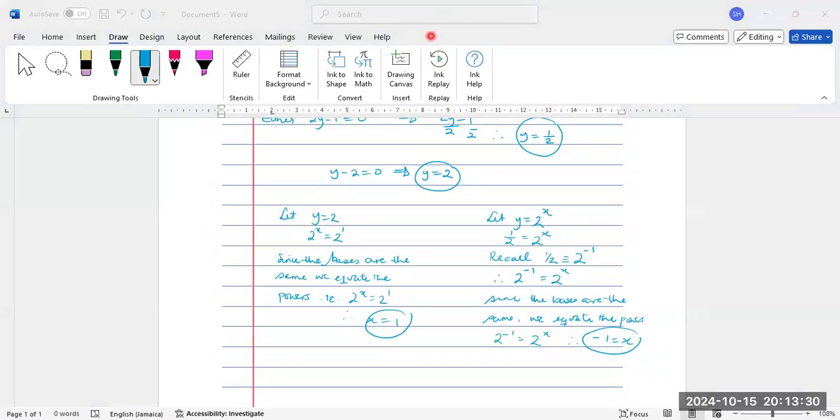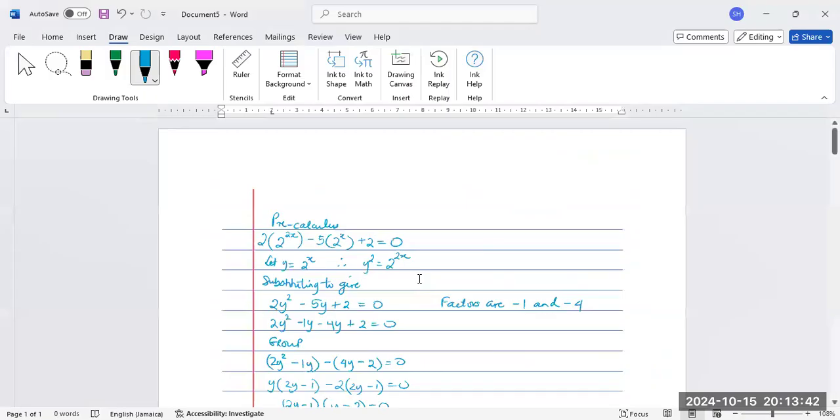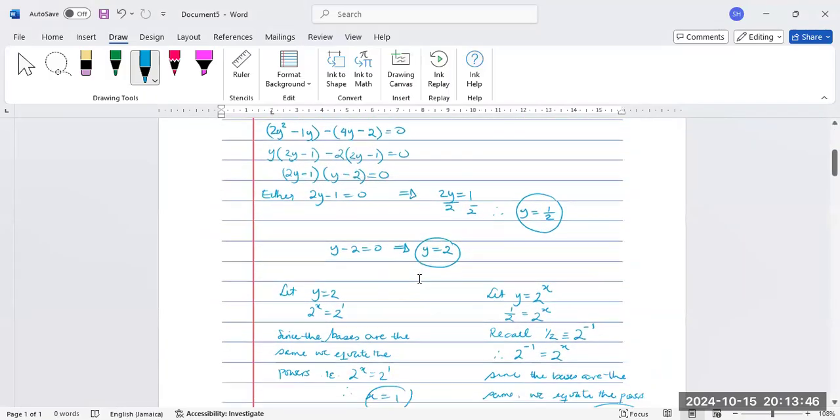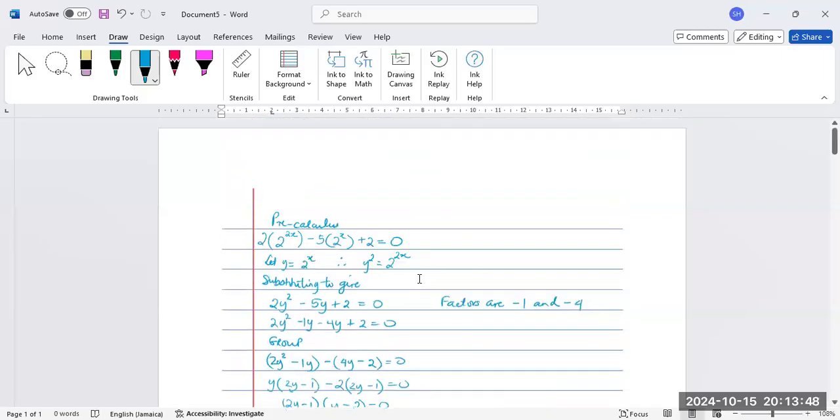Sir, before I move on, you can go back to the top of your page. Sure. Sir, didn't you say we can't have a negative answer? You can't find the logarithm of a negative number. Oh. So 2 to the negative 1 is not a negative number. 2 to the negative 1, based on indices, is 1 over 2, which is positive a half.